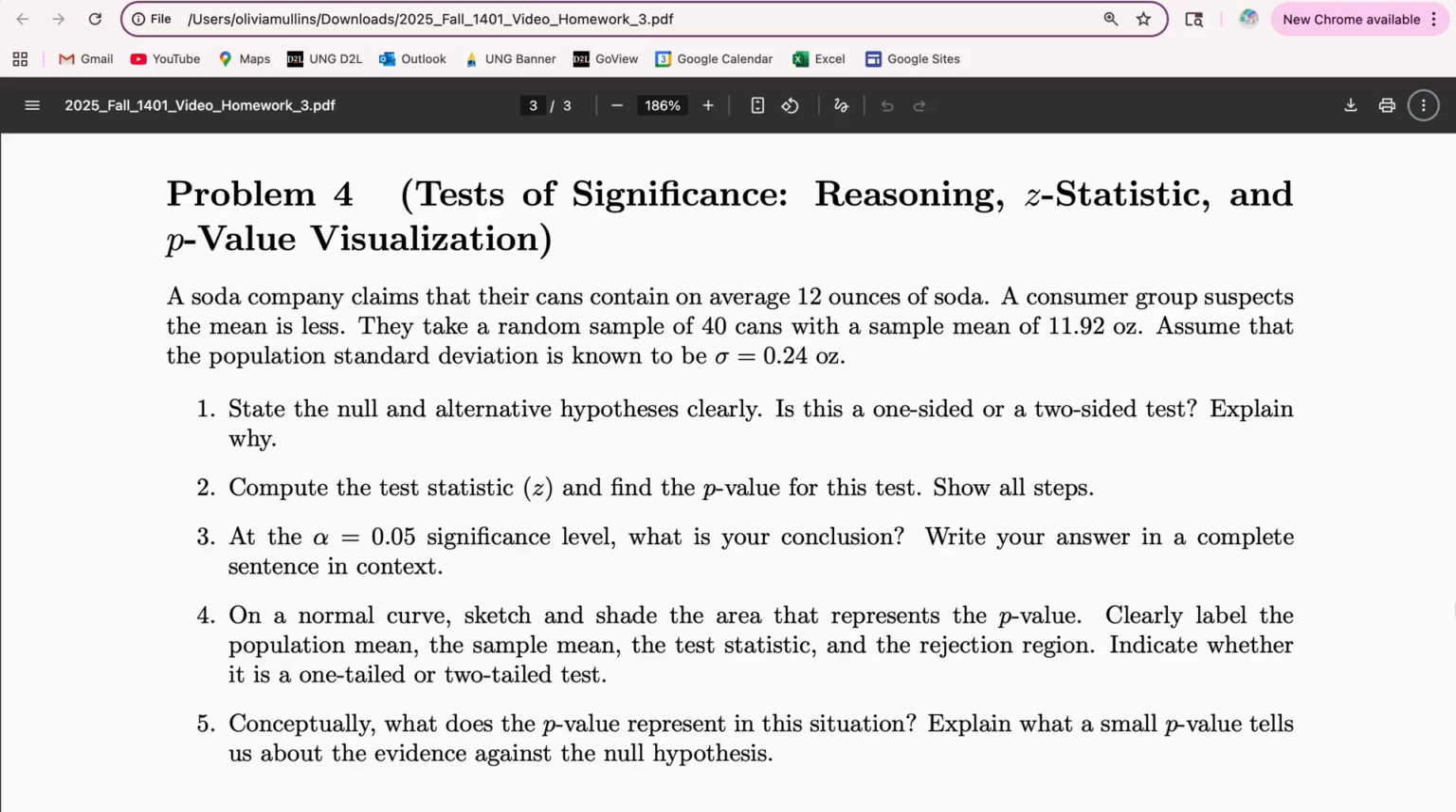And then it asks us in problem 1, state the null and alternative hypothesis clearly. Is this a one-sided or a two-sided test? Explain why.